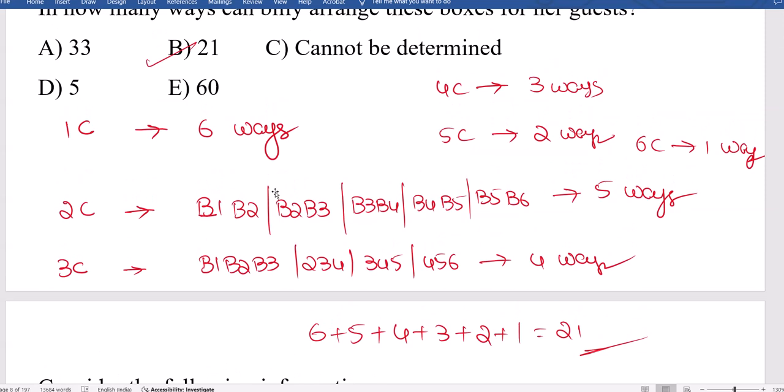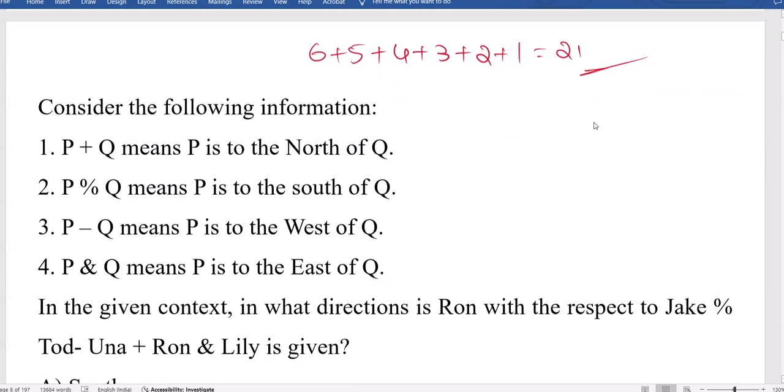So let's see the next question. The next question.